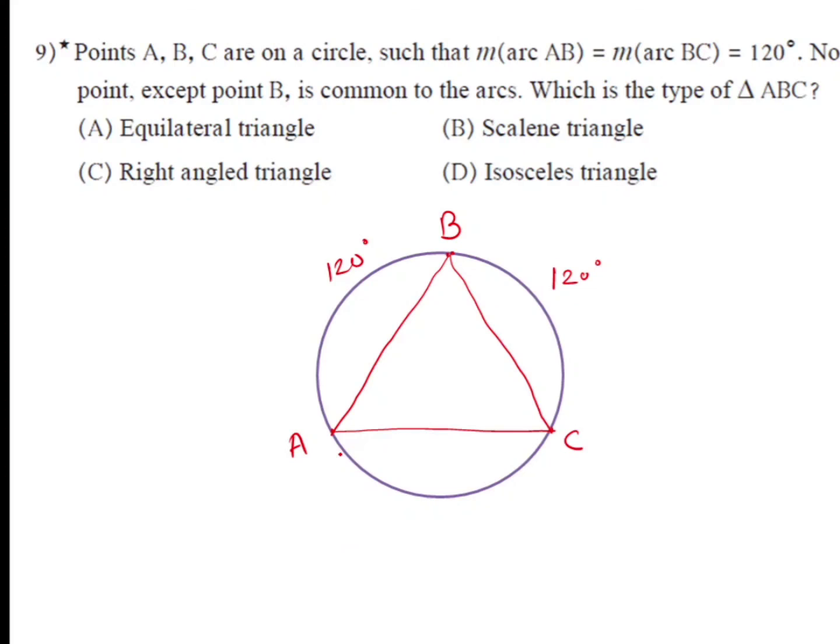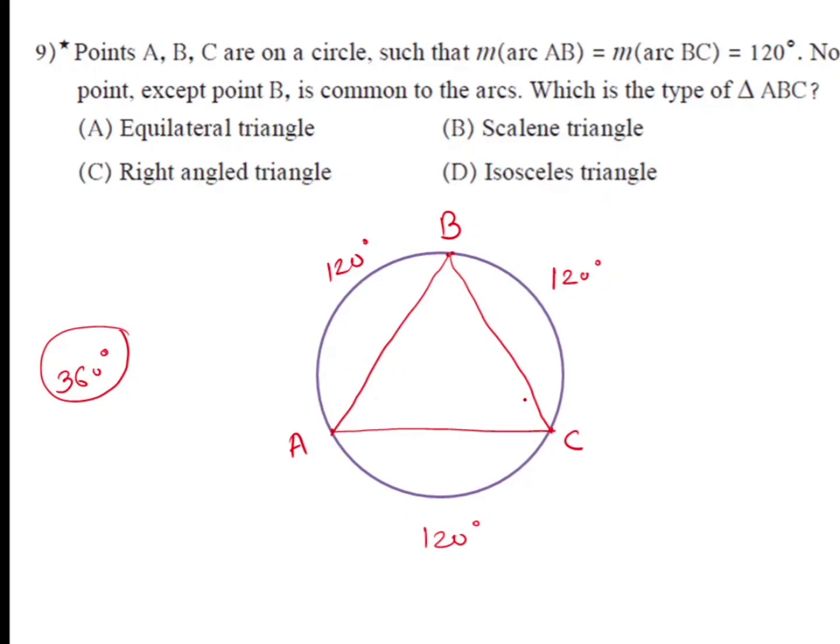So the remaining arc, which is arc AC, must be also 120 degree, because if we add all these three arcs, we get a circle, and the measure of a circle is 360 degree. So to have the sum of measures of all these arcs 360, the third arc must be also 120 degree. Now here all these three arcs are equal. We have studied the property that for a circle, if arcs are congruent, then the corresponding chords are also congruent.